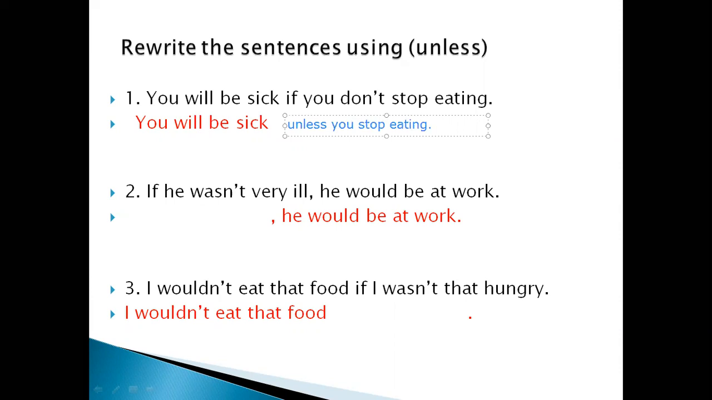So what did we do here? We only omit the auxiliary verb do with not because we don't need the negative, and we use the verb stop with the subject you because it's a simple present sentence. That's it. Now let's do number 2.